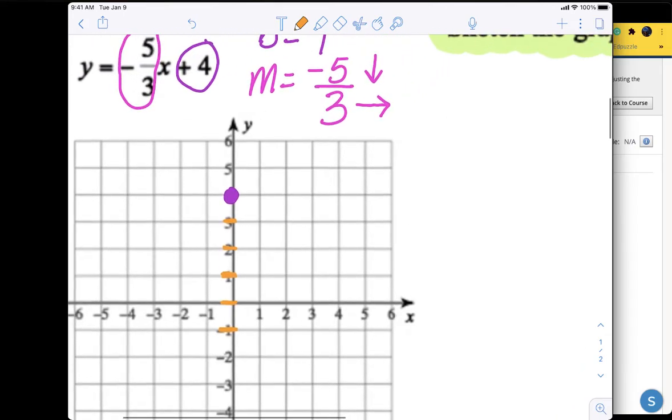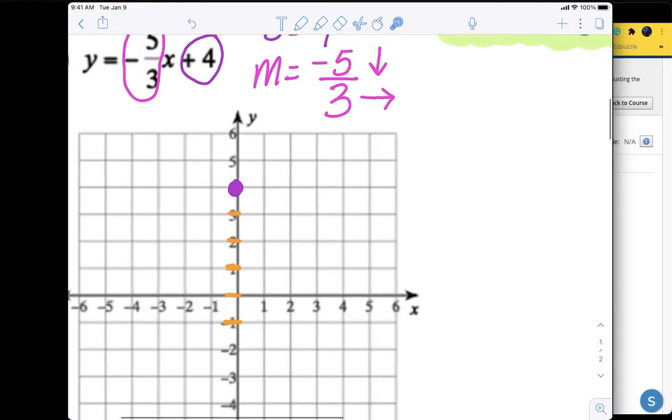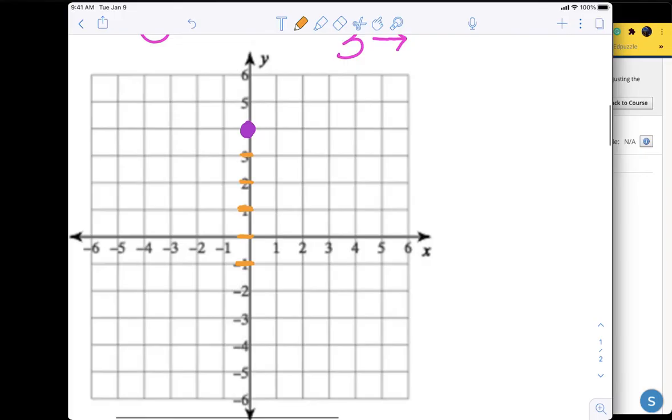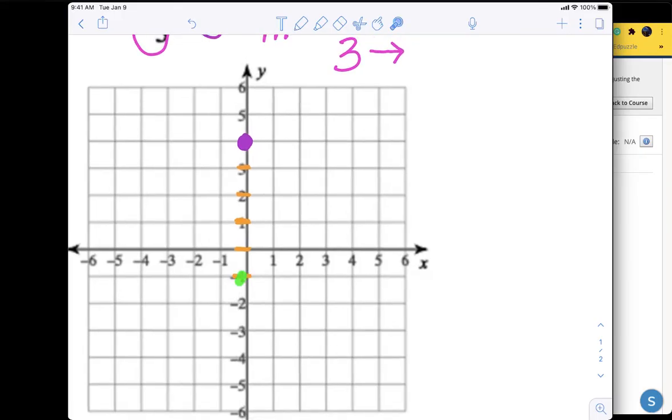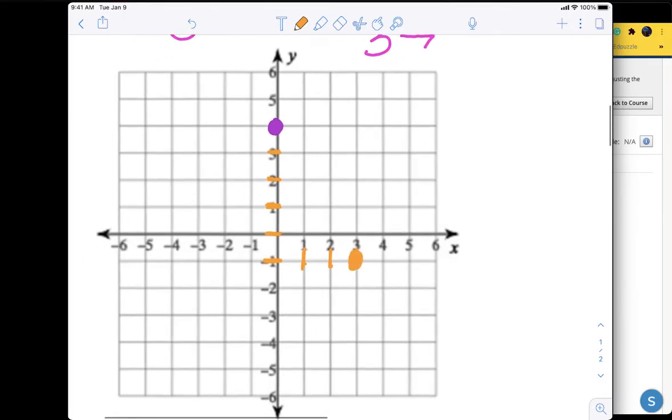Now remember, I have to do both of these moves before I put a point. So I went down 5. Now I have to go to the right 3. This is where I left off. I'm going to go to the right 3. 1, 2, 3. And this is my second point right there.